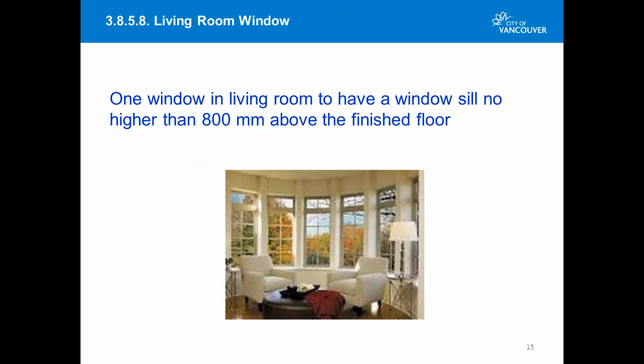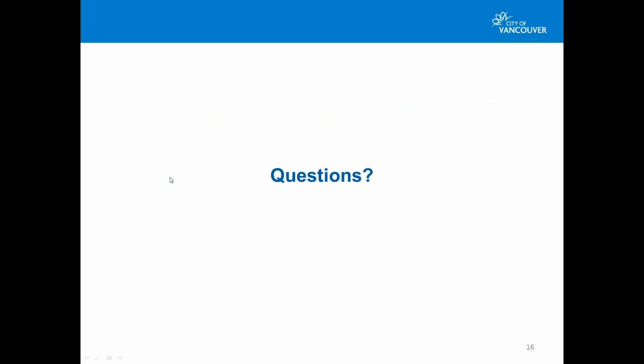There's a requirement that we have a windowsill in the living room not more than 800 millimeters above the finished floor, and that's so that somebody in a wheelchair can easily look out the window. And that's it. If there's any questions, I'd be happy to answer them.